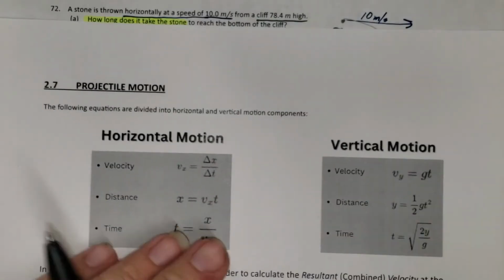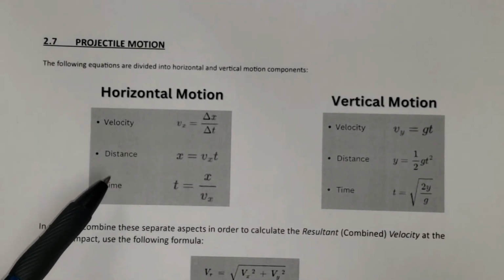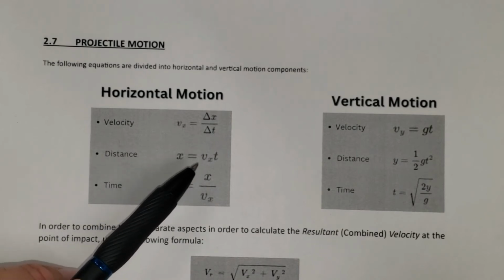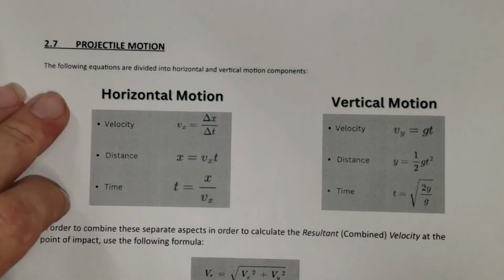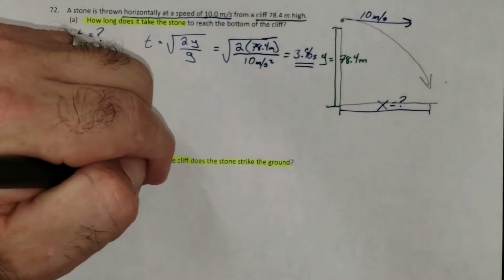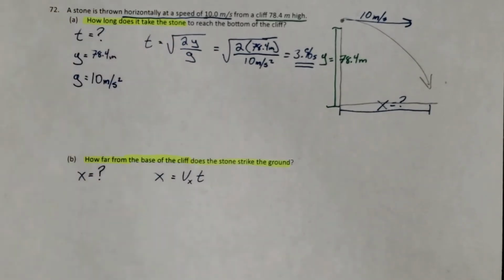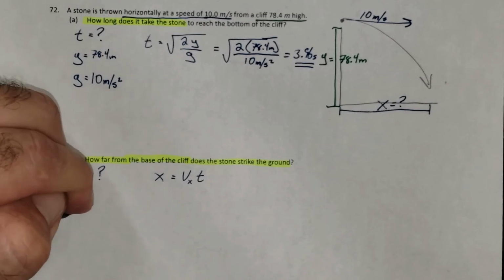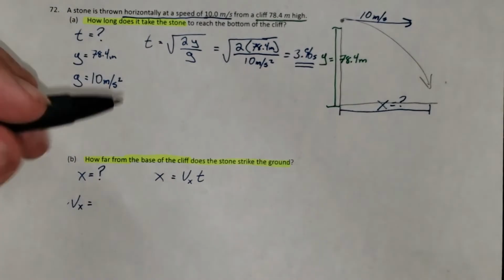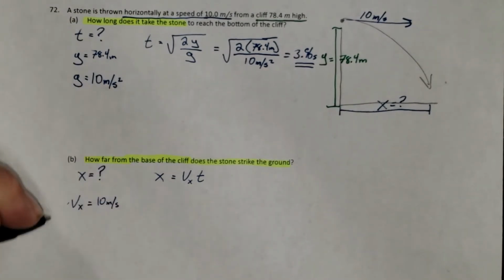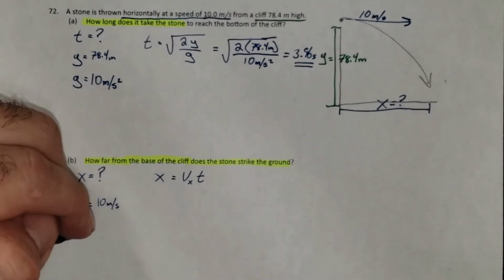Now if we go back to our formulas, now we are dealing with horizontal motion, and distance, x equals v sub x times t. So distance equals v sub x times t. Well, v sub x is our velocity in the horizontal direction. So that's 10 meters per second. And our time is what we found in part A, which is 3.96 seconds.